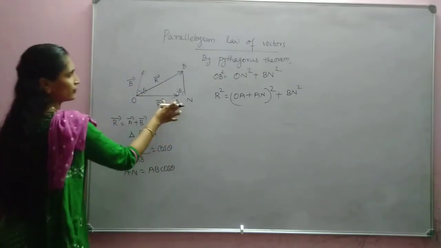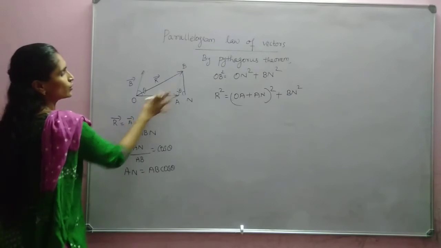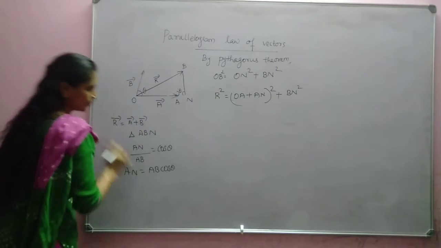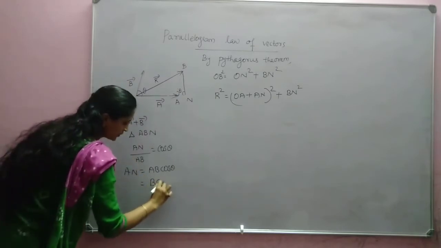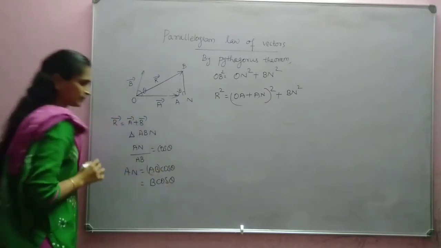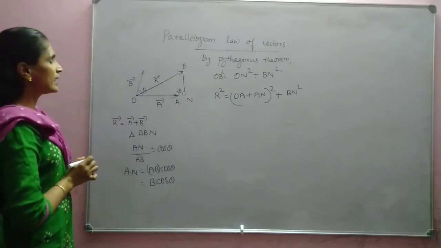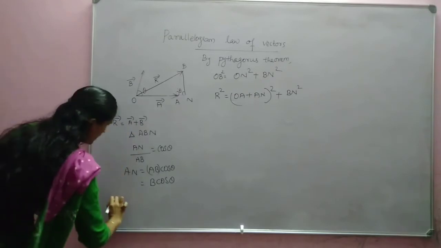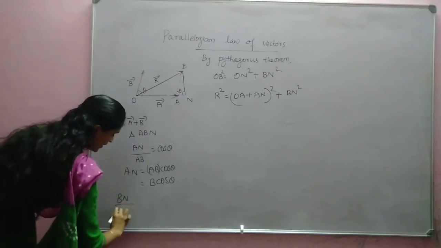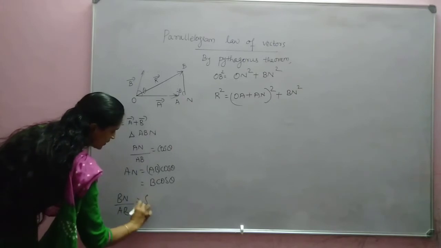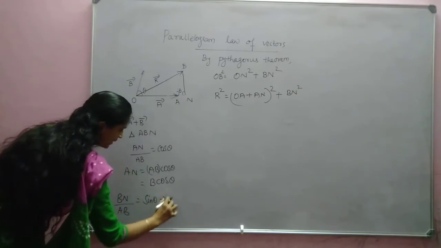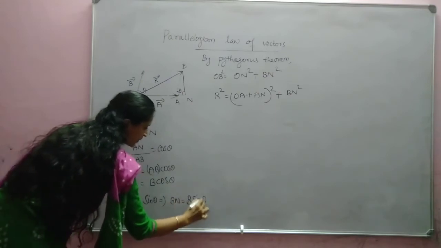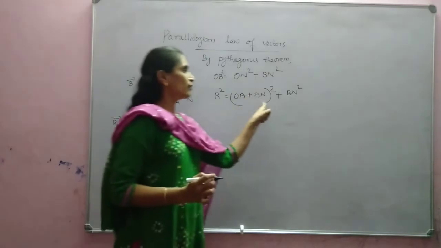And what is the value of AB? AB is equal to B. So we can write B cos theta. Similarly, we can find BN also. How to find BN? We can write BN by AB is equal to sin theta, or BN is equal to B sin theta. Okay. Now we got the values of AN and BN.